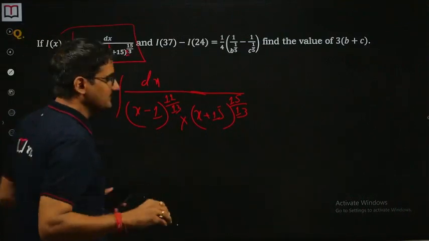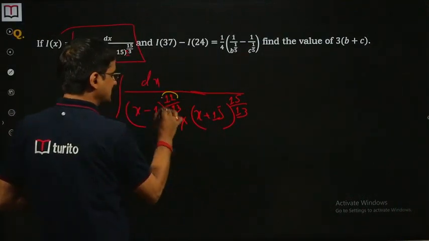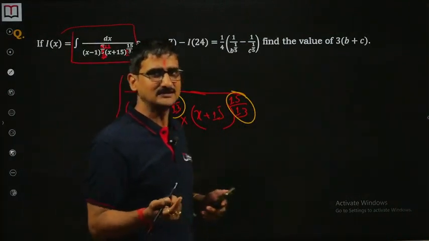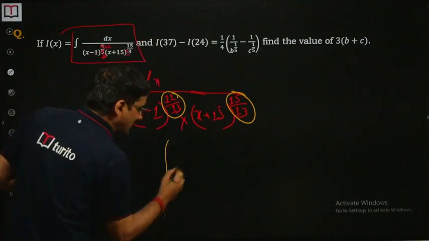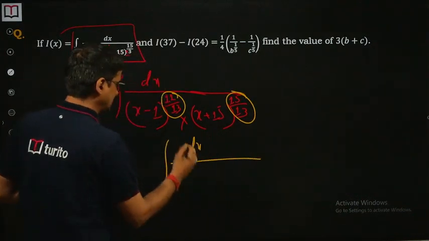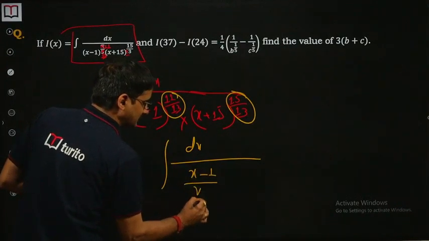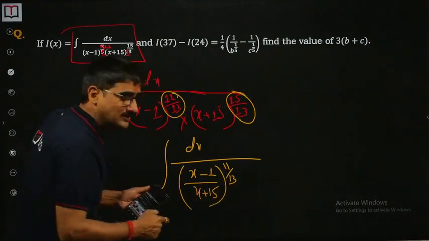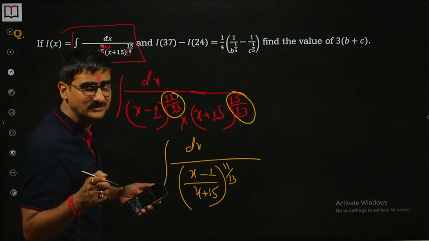So now what you need to observe is the form: the sum of these two powers is 2. 11 plus 15 is 26, by 13 is 2. So what we do is divide by one of them, I mean, get it in terms of 1. So x minus 1 upon x plus 15 raised to the power 11 by 13. So you divide the denominator by x plus 15 raised to the power 11 by 13.